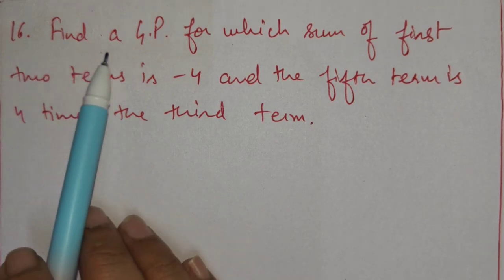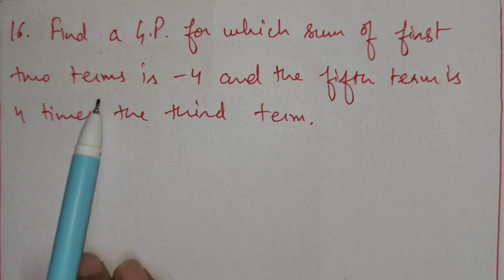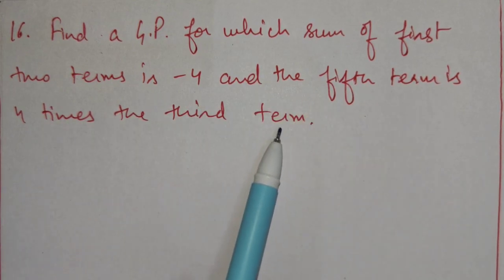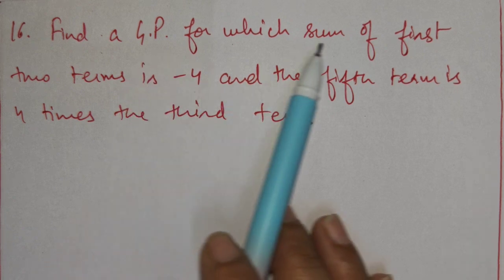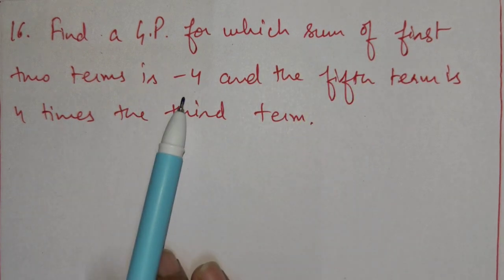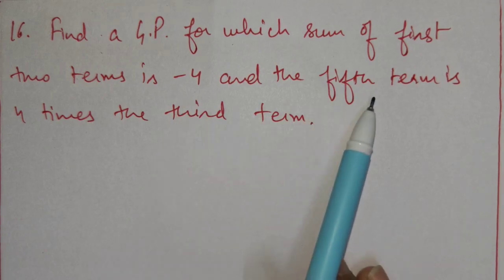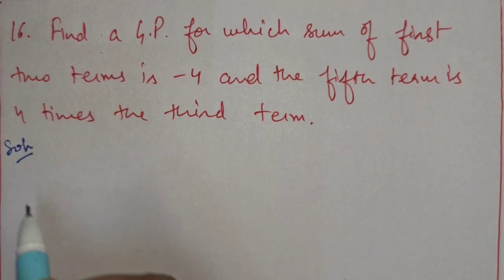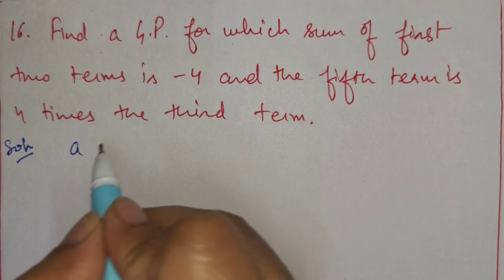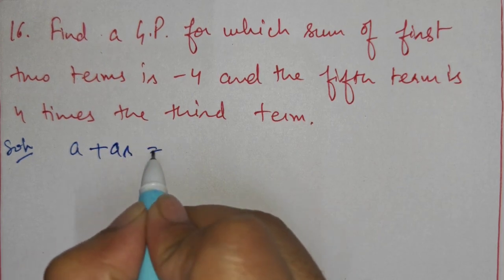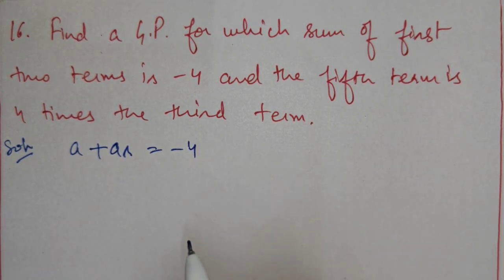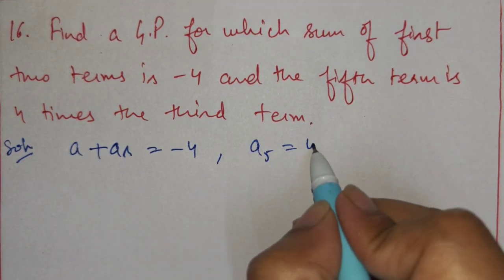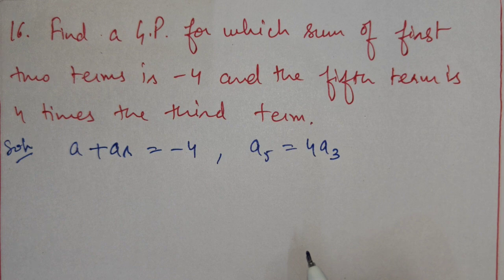Next, question number 16: find a GP for which sum of first two terms is minus 4 and the fifth term is 4 times the third term. Now we have to find out the geometric progression. Given is that the sum of first two terms is equal to -4 and the fifth term is equal to 4 times the third term. So let a be the first term and r be the common ratio. So a plus ar, sum of first two terms, is given equal to -4, and one more condition is given: fifth term is 4 times the third term.